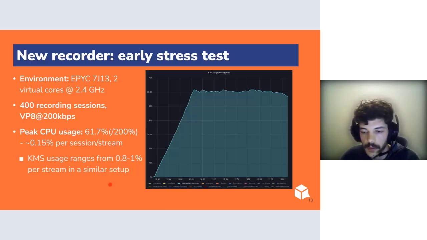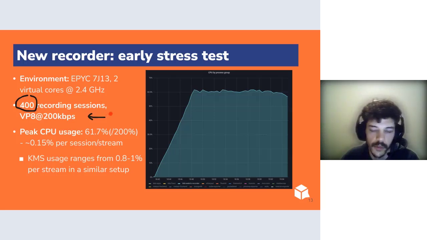As I mentioned, we are testing it. We added stress testing scripts, and this is an example of how the new recorder is performing, at least as far as server-side performance resource usage is concerned. This is an early stress test we did during the last BigBlueButton Summit, running on an Epic server with 2 virtual cores. This is 400 recording sessions, which is probably more than the average BigBlueButton session does in a single server at a time, but we had to stress it out. Recording VP8 streams at 200 kilobits per second. So this is basically a default BigBlueButton camera.